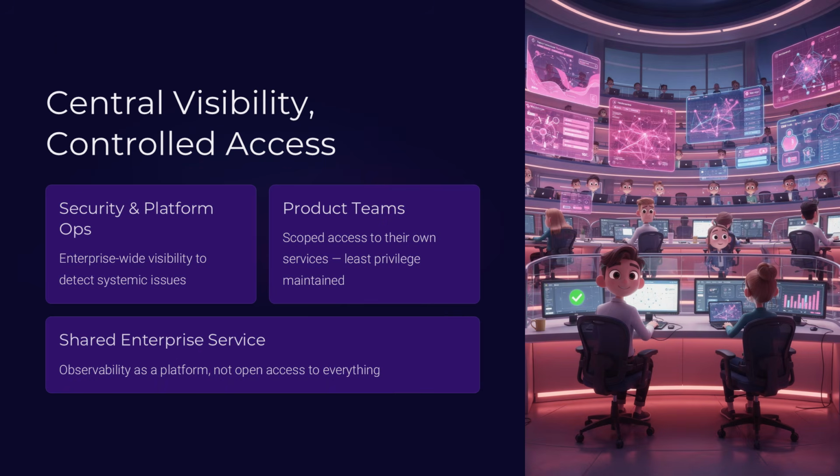With workspace strategy introduced, you now focus on the leadership pattern that makes it work. Central visibility with controlled access. Security operations and platform operations need enterprise-wide visibility to detect systemic issues and respond to incidents. At the same time, teams need appropriate access boundaries, so sensitive logs are protected and least privilege is maintained. Your design therefore treats observability as a shared enterprise service, where central teams have cross-cutting visibility, while product teams have the visibility they need for their services, without creating open access to everything.